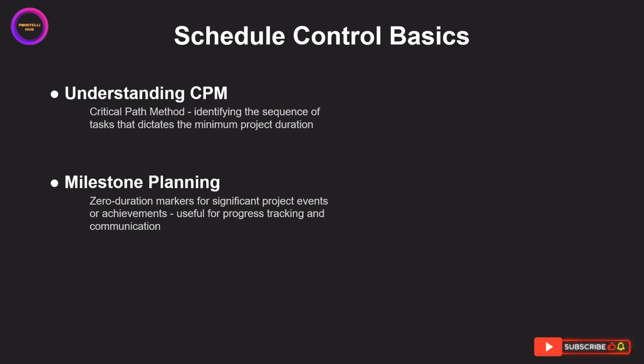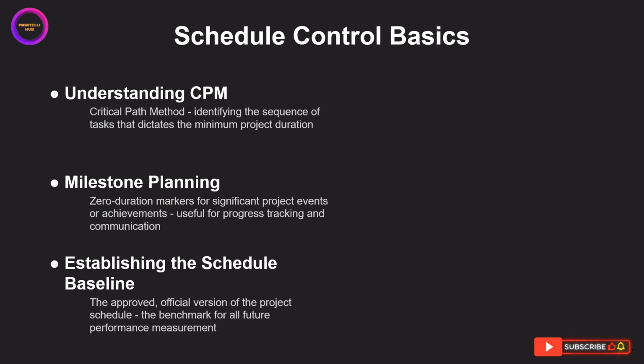A cornerstone of any effective control process is establishing the schedule baseline. The schedule baseline is the approved, official version of your project schedule. Once it's set, it becomes the benchmark against which all future performance is measured. You can't know if you're ahead or behind schedule if you don't have a fixed line in the sand to measure against. This baseline is what gets formally signed off on before execution begins.